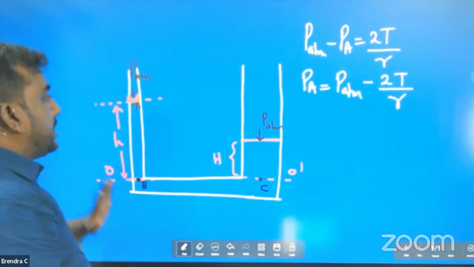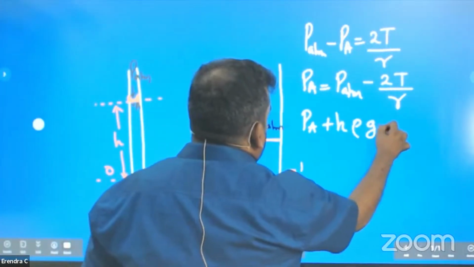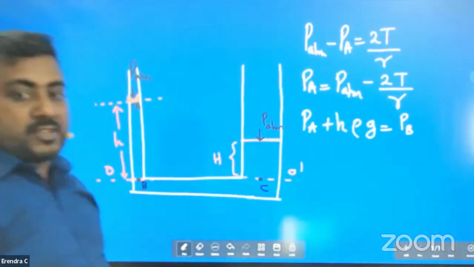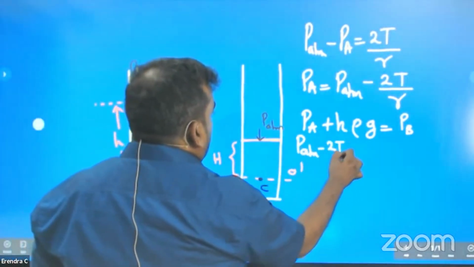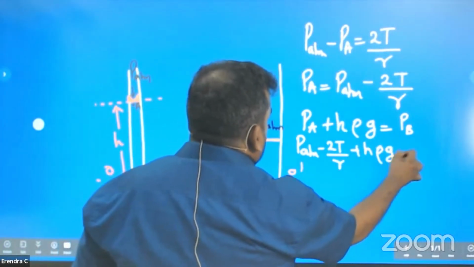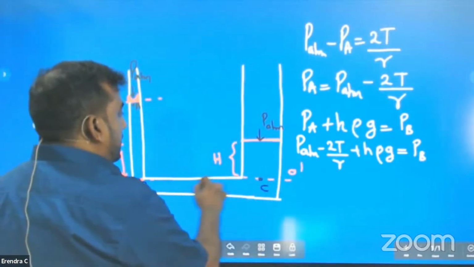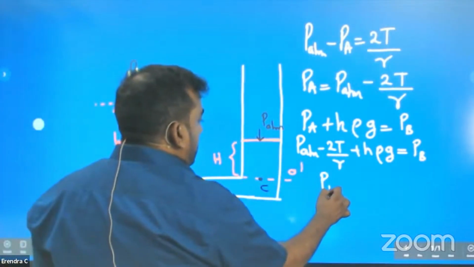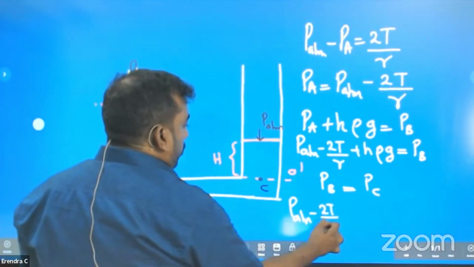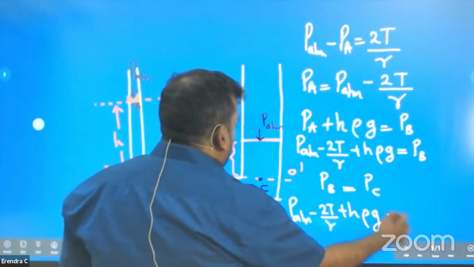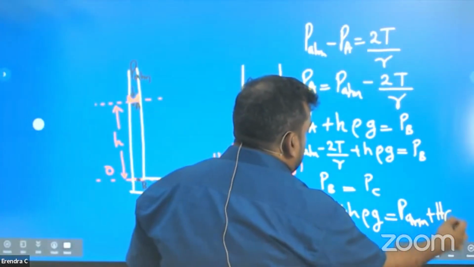Pressure at A plus h rho g will give you pressure at B. So if I do the substitution, pressure at A is P atm minus 2T over r, plus h rho g, which is equal to pressure at B. Now what is pressure at B? You can see pressure at B is equal to pressure at C. So pressure at B is P atm minus 2T over r plus h rho g. Pressure at C is equal to P atm plus capital H rho g.